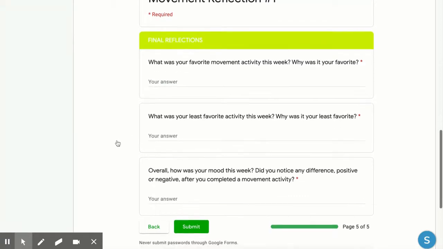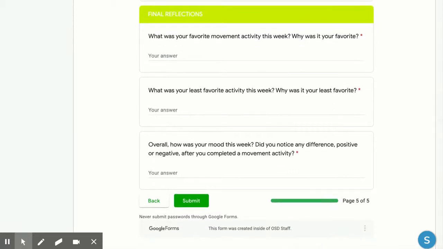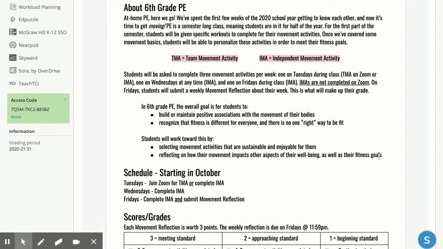Now, there are some final reflection questions where I ask students to think about what was their favorite movement activity this week and why. What was their least favorite and why? And overall, how they were doing this week and if they noticed anything different, whether positive or negative, after they completed their movement activity.